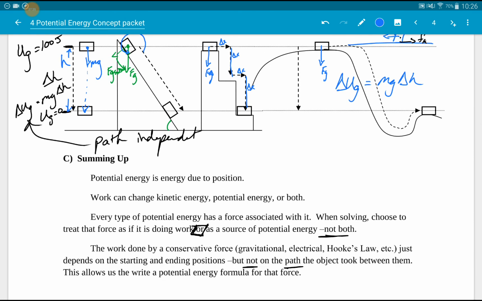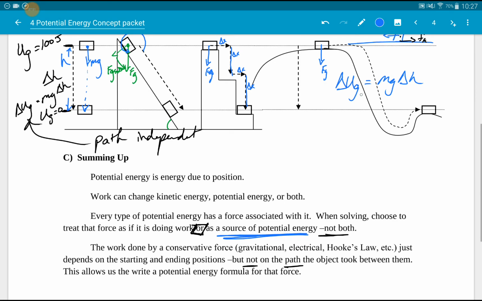And so that's a reason why oftentimes, when there is a potential energy associated with some force, people will use it as the potential energy and not the work term, because it's usually easier to calculate.